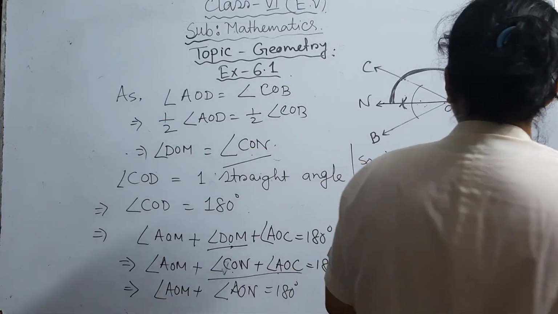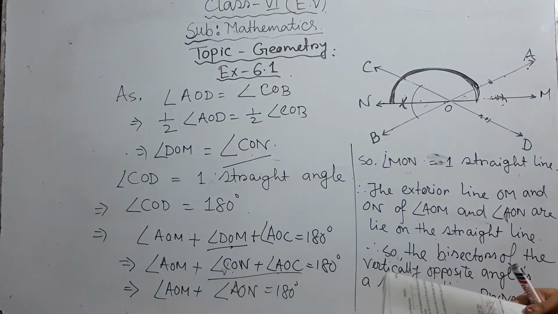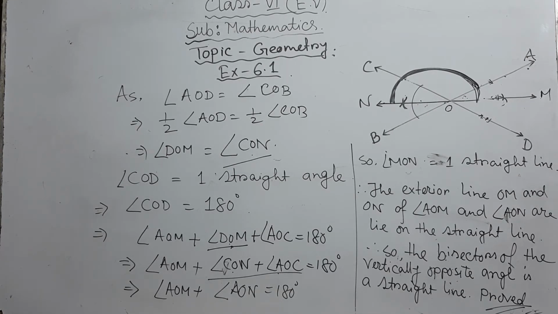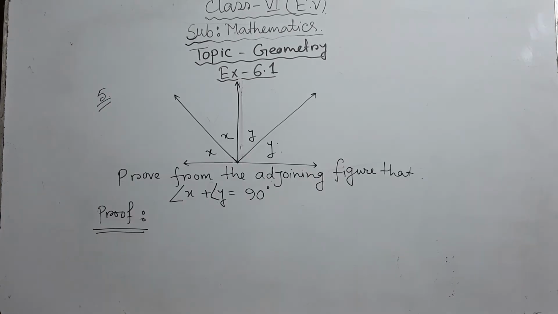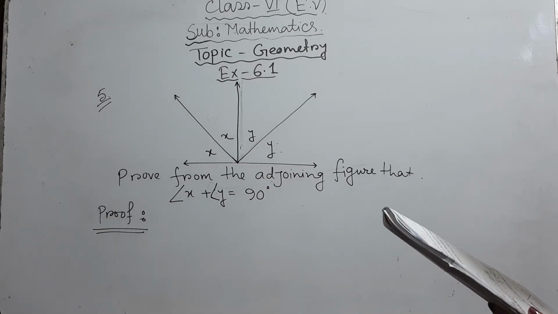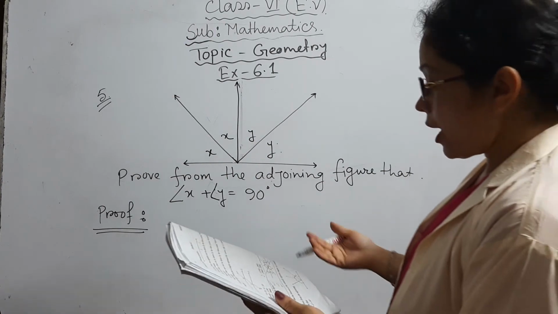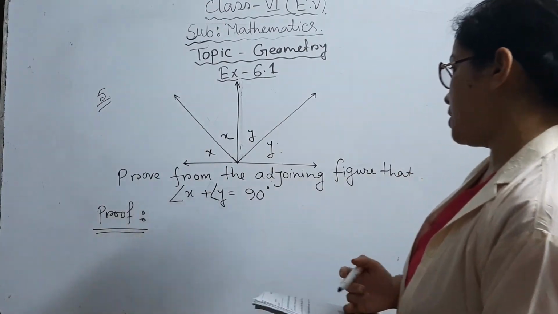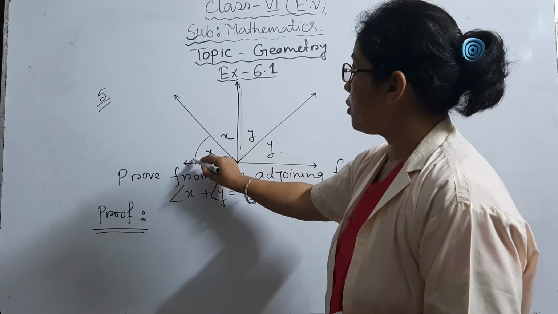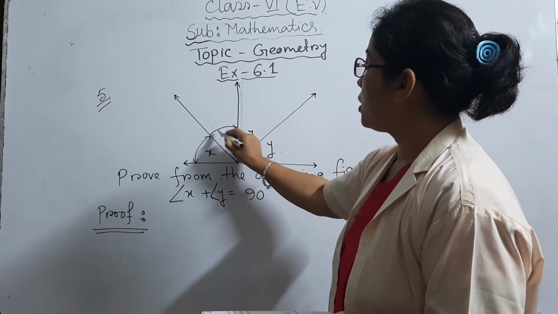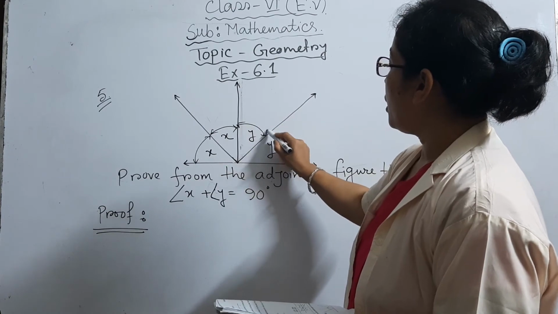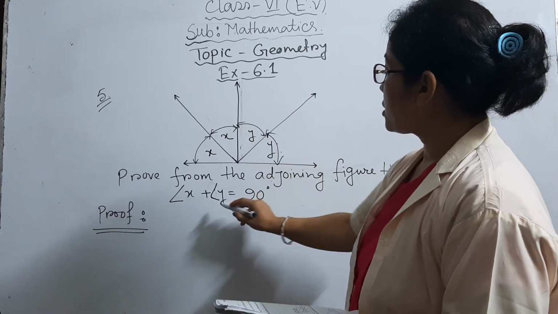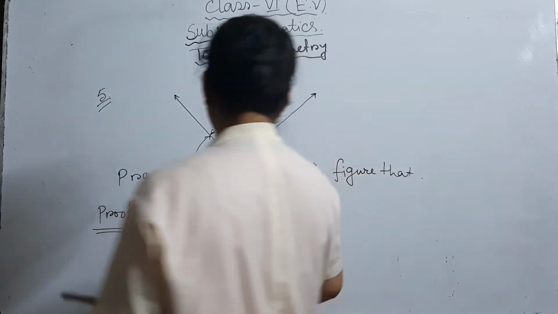Now we are going to do our next question, that is number 5. Okay, now I am going to erase the board. Please pick it in your copy. Okay, dear students, our next question is: prove from the adjoining figure that angle x plus angle y equals 90 degrees. We have been given one figure in your book, which I have drawn on the board, and we have to prove that angle x plus angle y equals 90 degrees.